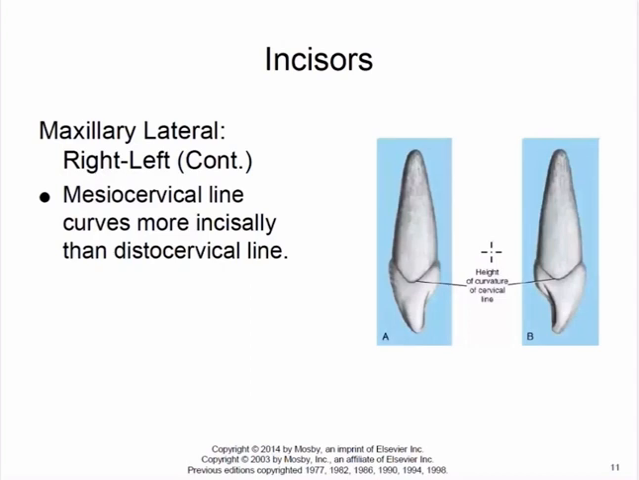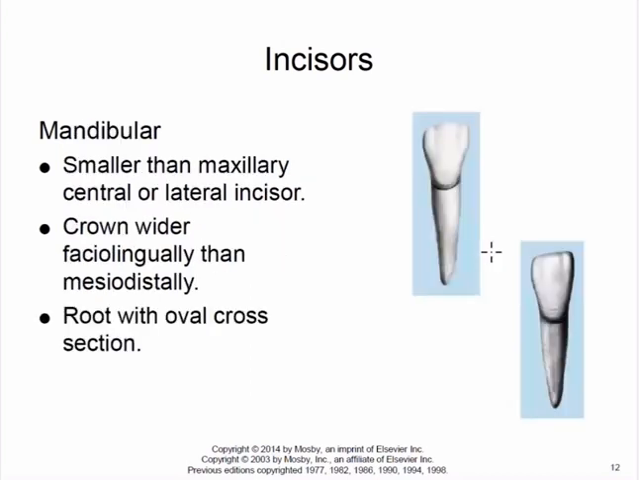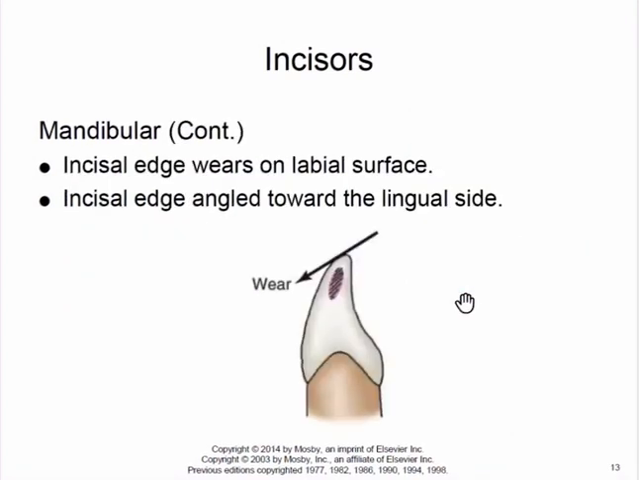Now for the mandibular, you need to know that the incisors are smaller in size. The roots are more oval in cross-section compared to the maxillary incisors. And we have what we call the Weir angle. You will see it in natural teeth.